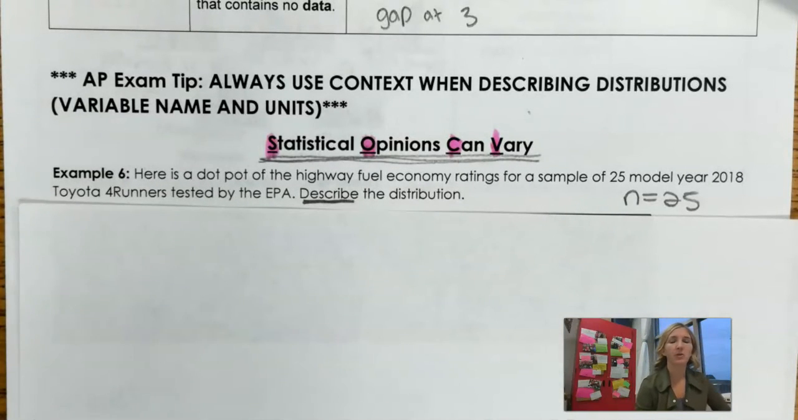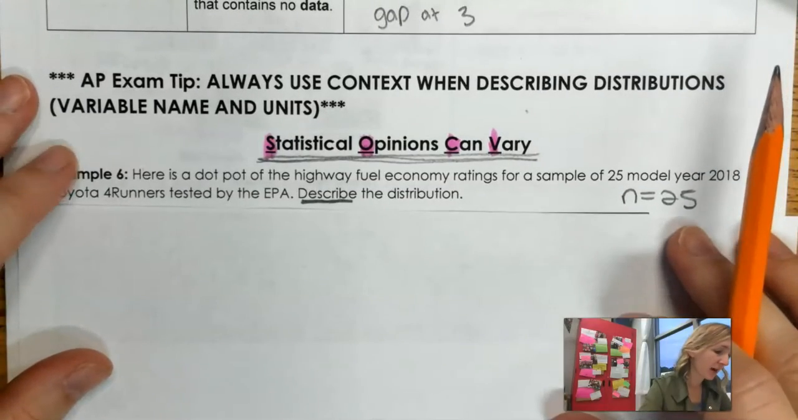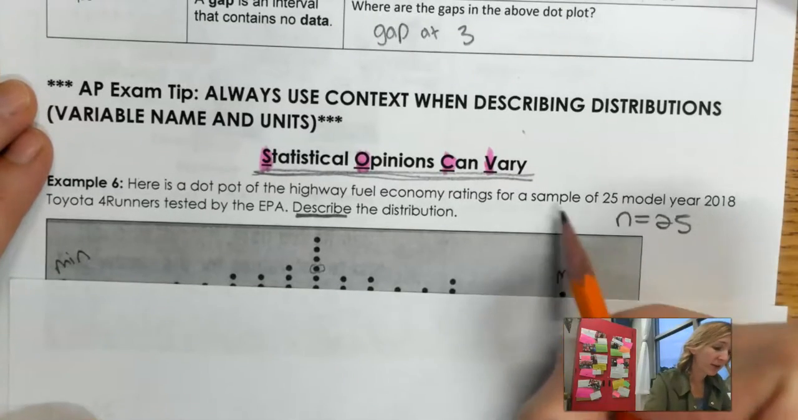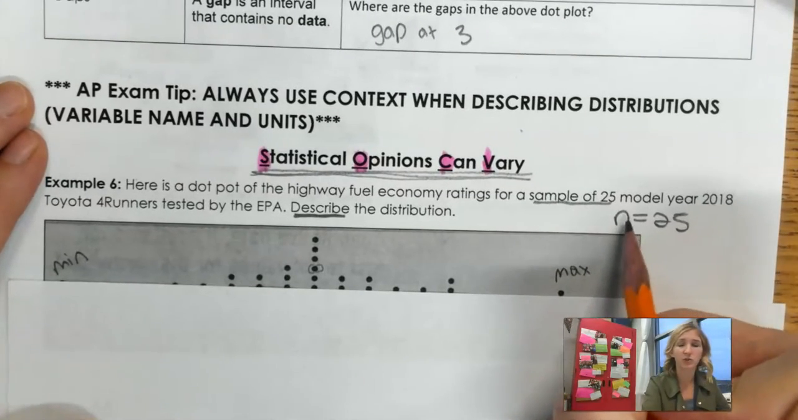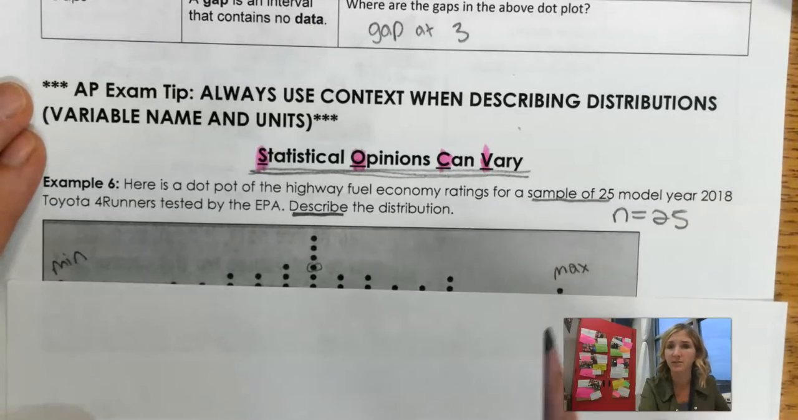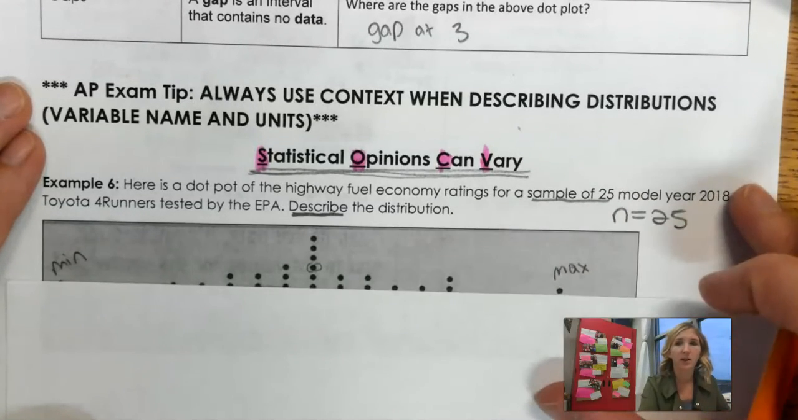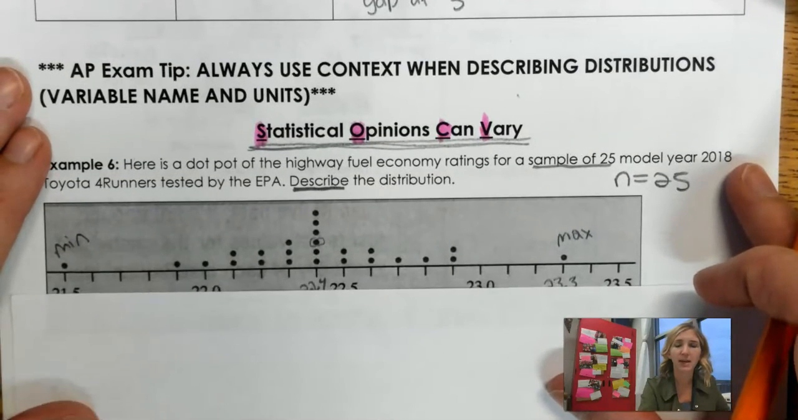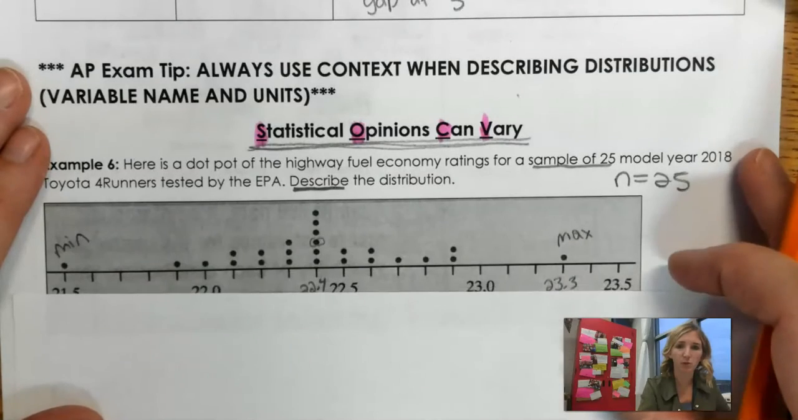Shape, outliers, center, variability. All right, example 6. Here's a dot plot of the highway fuel economy ratings for a sample of 25. So I went ahead and wrote the sample size out just because I want you guys to get in the habit of writing n equals 25 so you know that n stands for the sample size. So a sample size of 25 2018 Toyota 4Runners tested by the EPA. Describe the distribution.